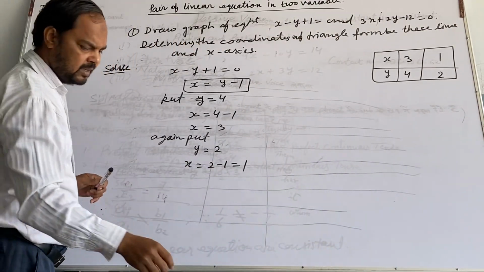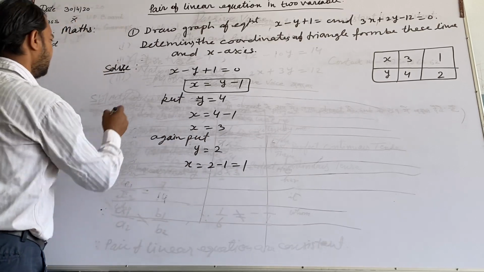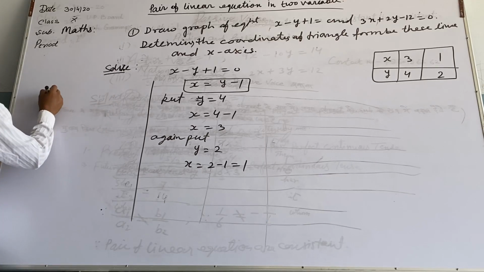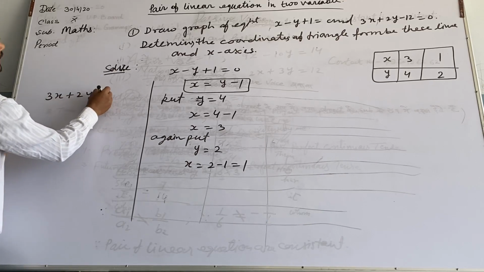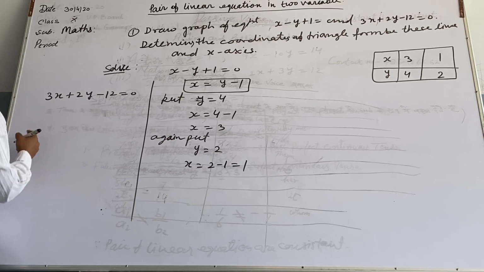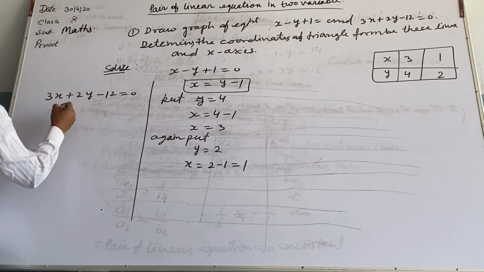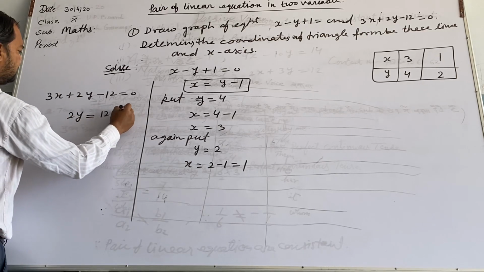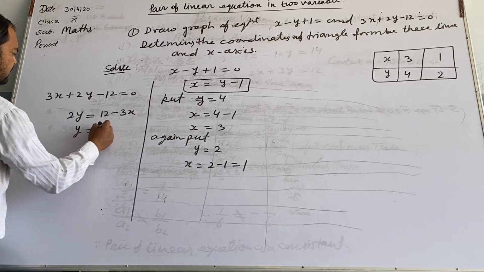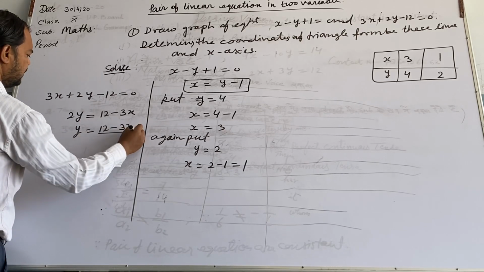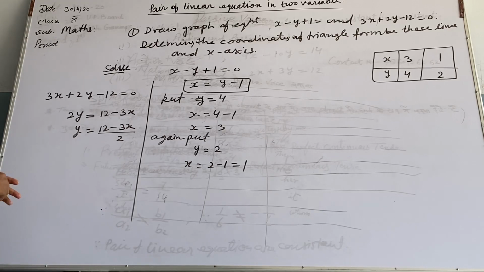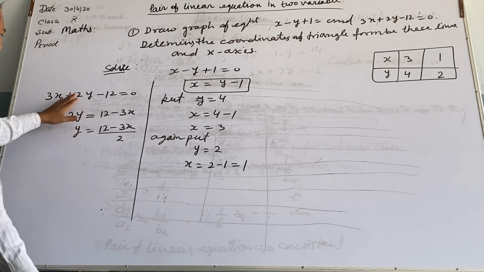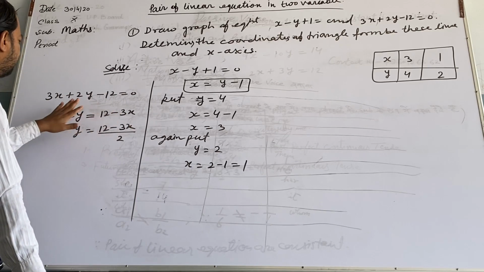Now again find out two solutions for the second equation. In case of the second equation, you will see that 3x plus 2y minus 12 equal to 0. So now transfer 3x, because 2 is an even number, can cancel any number. 12 minus 3x. You can write y equal to 12 minus 3x upon 2, right? You can transfer x or y depending on your experience.